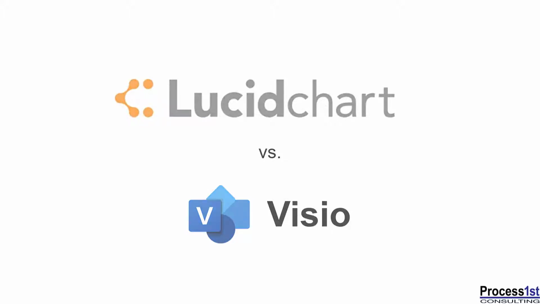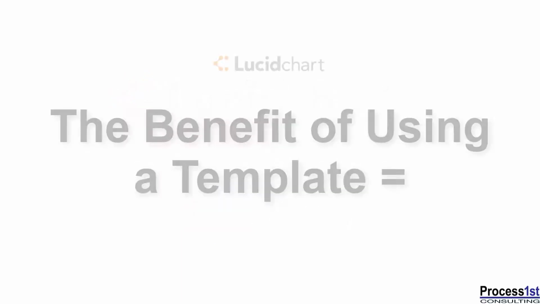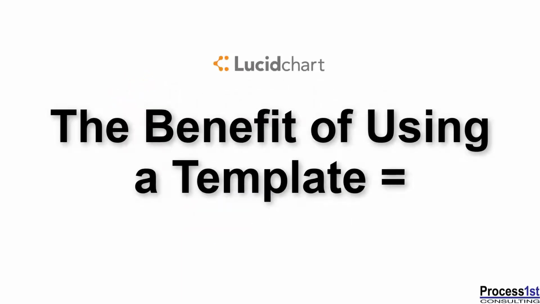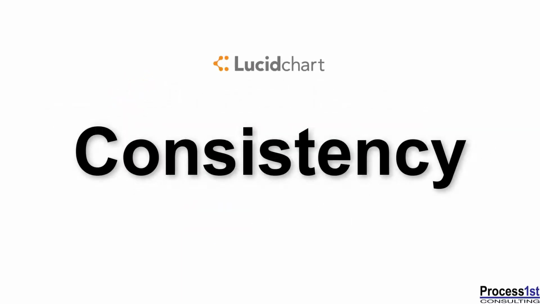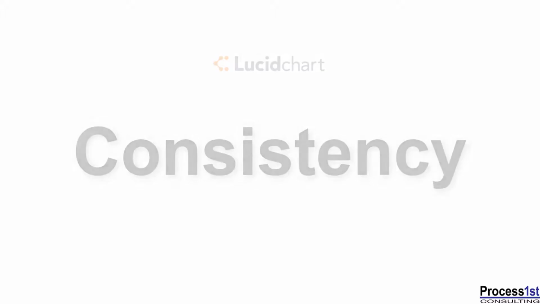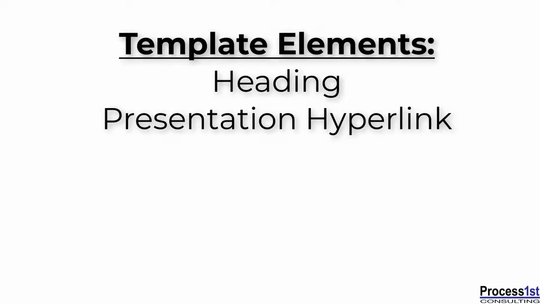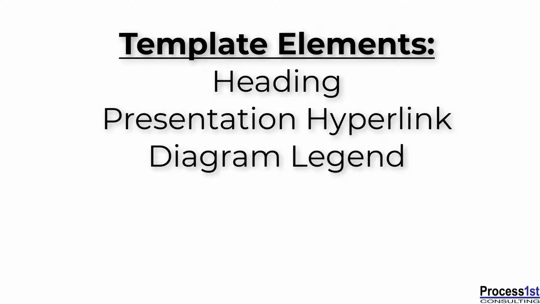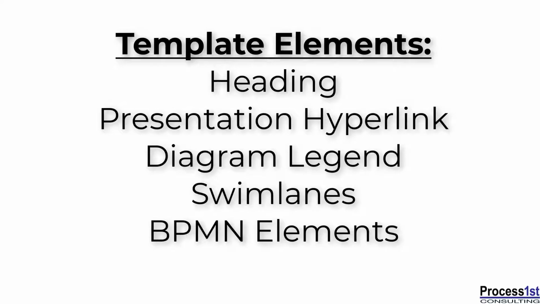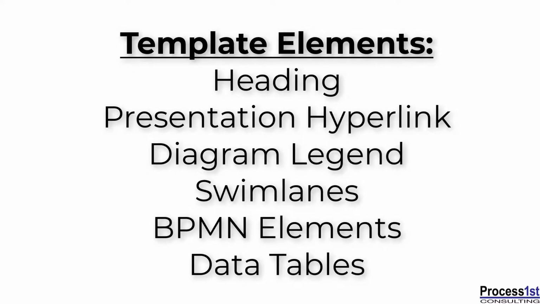The reason for using a diagramming template is for the sake of consistency. From a professional standpoint, whoever views your diagram will appreciate the fact that while the content within your diagrams differ from one to another, the format itself never changes. The elements in this template are the heading, the presentation hyperlink, the diagram legend, the swim lanes, and the BPMN elements and the data tables.